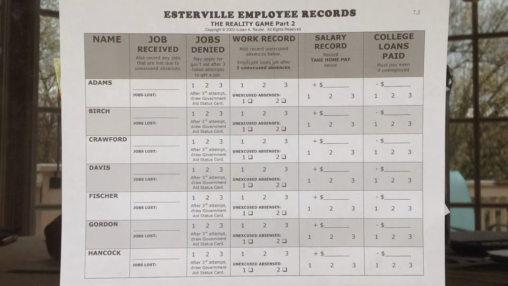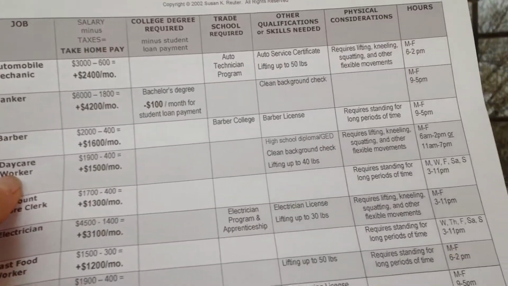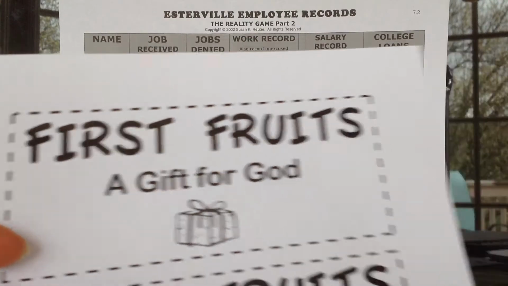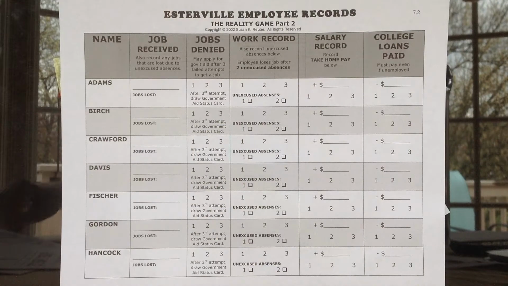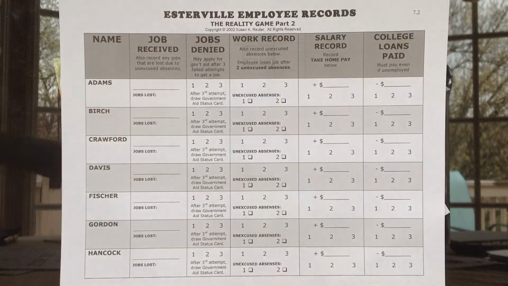You will need the job listings chart that looks like this. You will need the employee records that are up on the screen. You will need checks. You will need first fruits cards. You will need a pencil, a stamp marker, or stickers depending on how you're set up, a dry erase marker, and a paper towel to go with it.